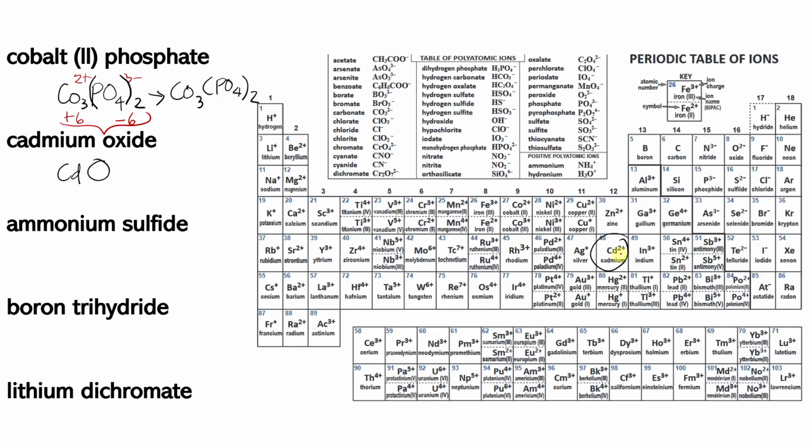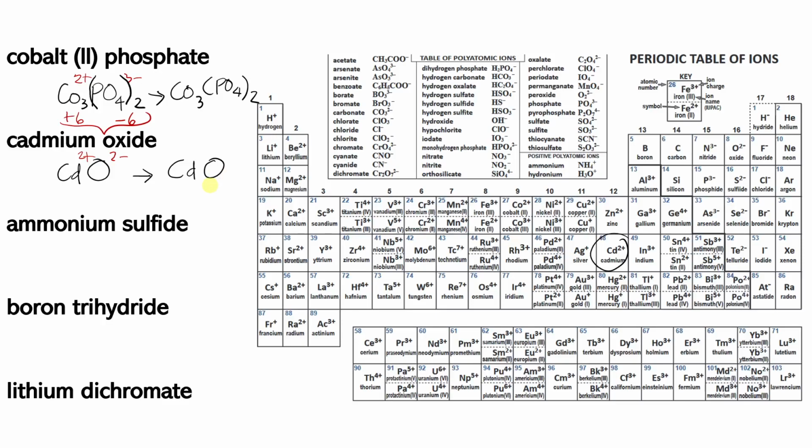Let's check the overall charge of the compound. For cadmium, the charge is positive 2. Then for the oxygen, the charge is negative 2. So this one is already neutral, so I don't need to add any subscript here. So again, the final chemical formula for this is cadmium oxide. So one cadmium, then one oxygen atom or one oxygen ion.